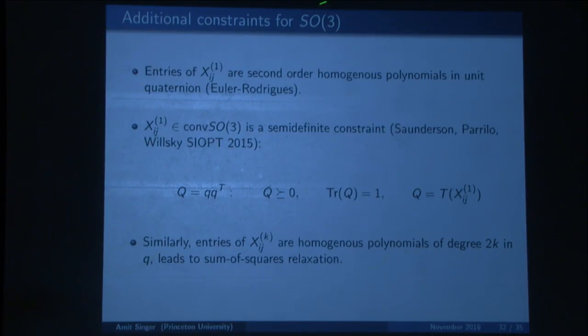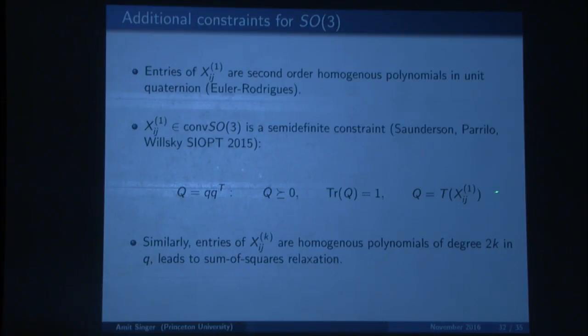Actually, in case of SO(3), if you are willing to pay a computational price, you can then do SOS, sum of squares. So we know that, for example, the 3x3 matrix, the first order representation, by the Euler-Rodrigues formula, is just homogeneous polynomials of degree 2 in the unit quaternion. And so the convex hull of SO(3), this was shown recently by Saunderson, Parrilo, and Willsky from MIT, you can just represent it using a 4x4 PSD constraint. So introduce the matrix Q, which is the quaternion times its transpose. It's a 4x4 matrix. Obviously PSD, we drop the rank 1 constraint. Trace must be 1 because it's a unit quaternion.